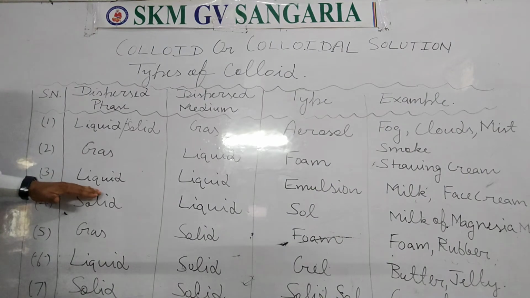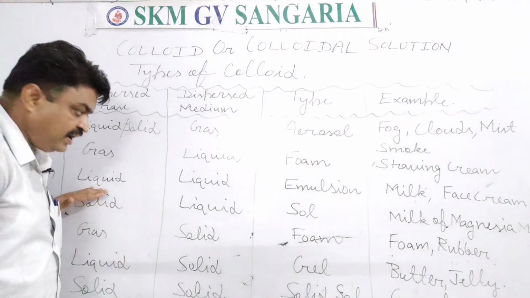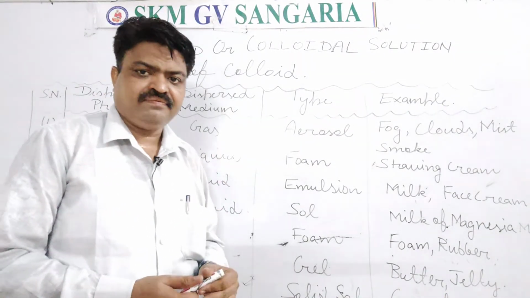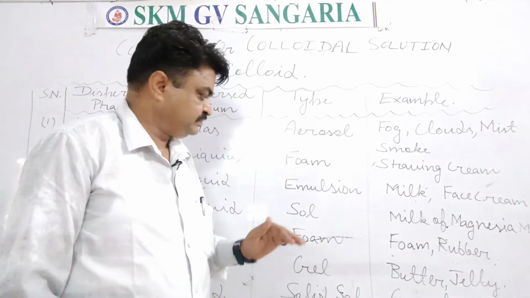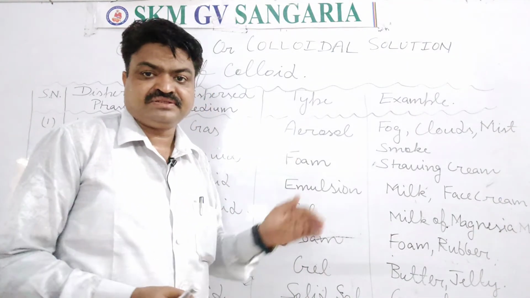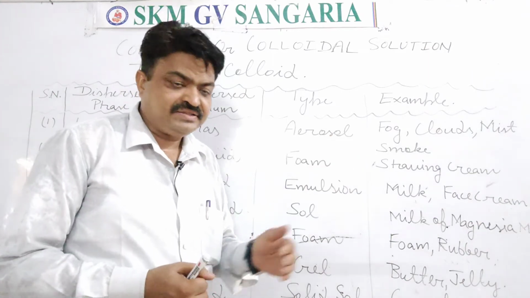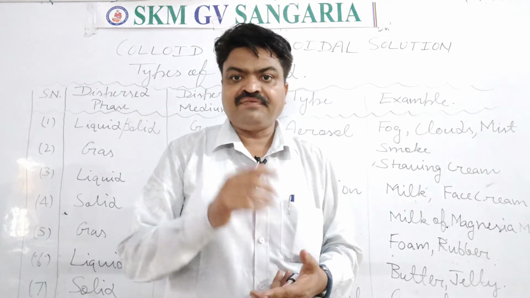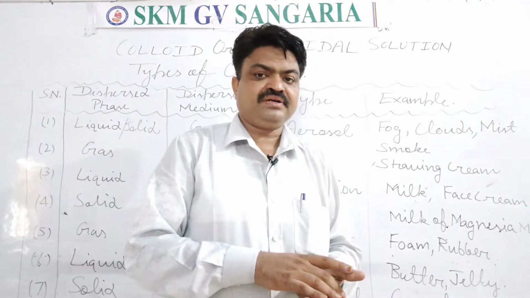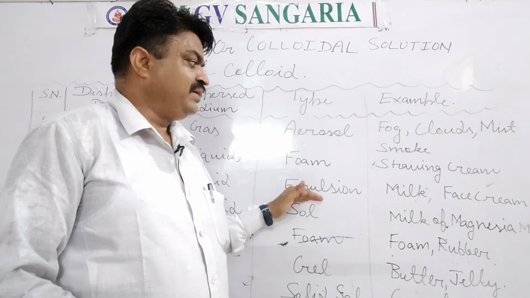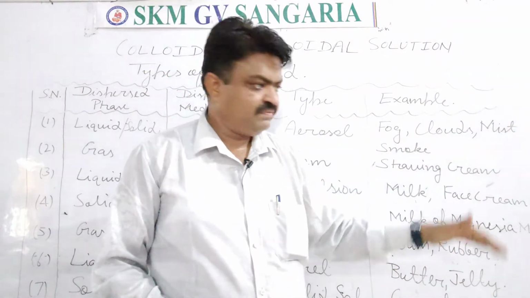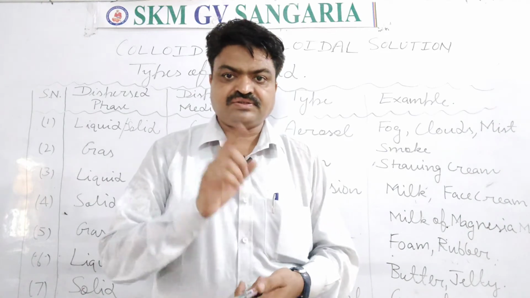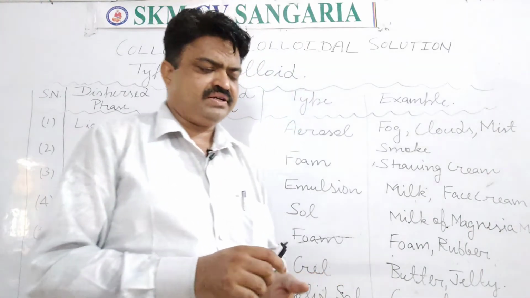liquid. When liquid particles are dispersed into liquid, then that particular colloid is known as emulsion. And emulsion is most important, and its common example is paint, student. The paint that we use in our daily life in painting, all those paints are examples of emulsion. And with this, milk, blood and face cream are also examples of emulsion, student, emulsion. Now we come to the next.